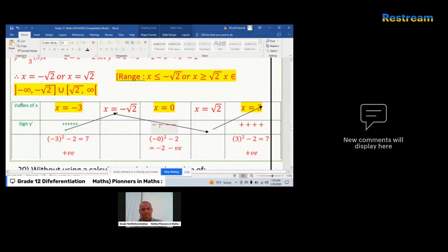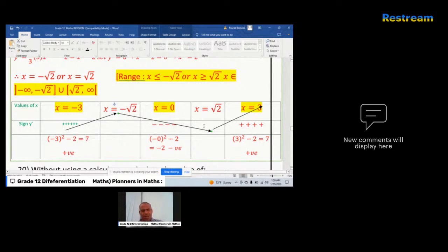I just put a negative sign to show that the curve of my function, from negative root 2 to root 2, is a decreasing function. So I'll put this arrow to show that it is decreasing. This is increasing and this is decreasing. So this one is a maximum point. It's called an inflection point. It's a maximum. And we can also call these critical points, when the curve changes direction.